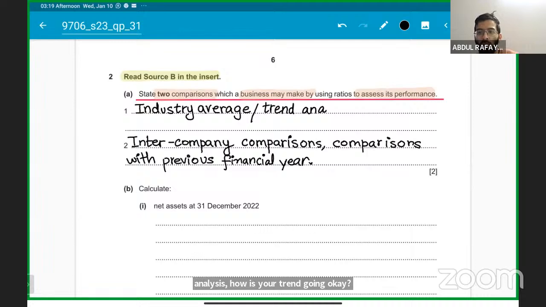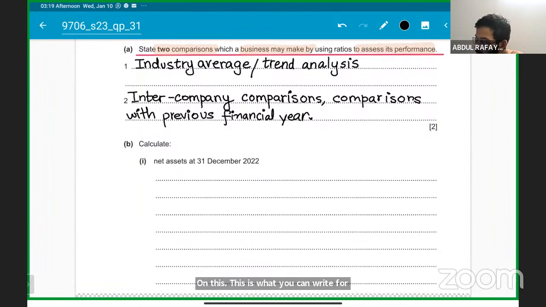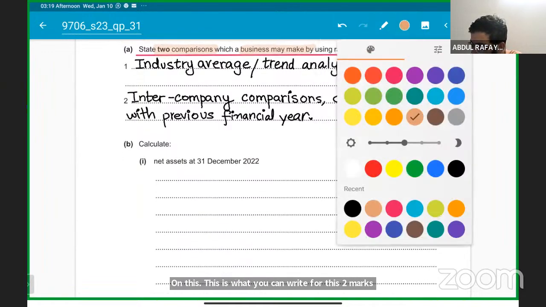In 2021, you get it to 40%, then it is increasing to, so you can do the trend analysis as well, the yearly basis analysis as well, using the help of ratios to assess your performance. Okay, everyone getting it clear on this? This is what you can write for this 2 marks theory.